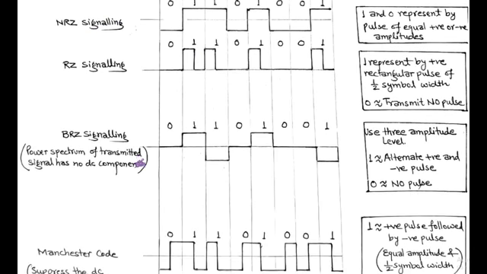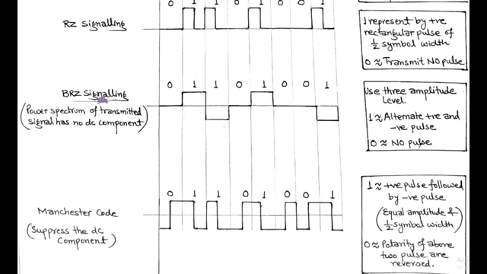Next is BRZ signaling, that is called bipolar return to zero. In this, three amplitude levels are used. Symbol 1 is represented by alternate positive and negative pulses, while for symbol 0 there is no pulse. As shown here, symbol 0 represents no pulse, and for symbol 1 there are alternate positive and negative pulses. Also in BRZ signaling, there is no DC component in the power spectrum of the transmitted signal.